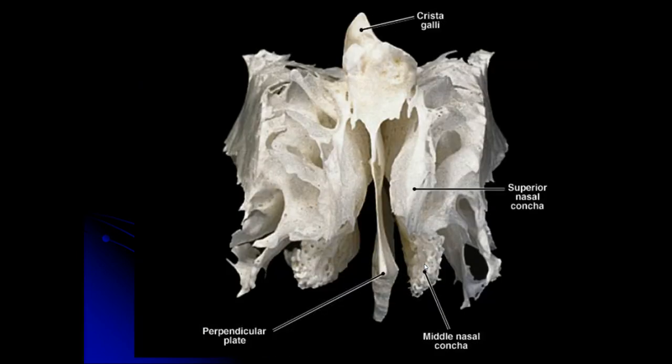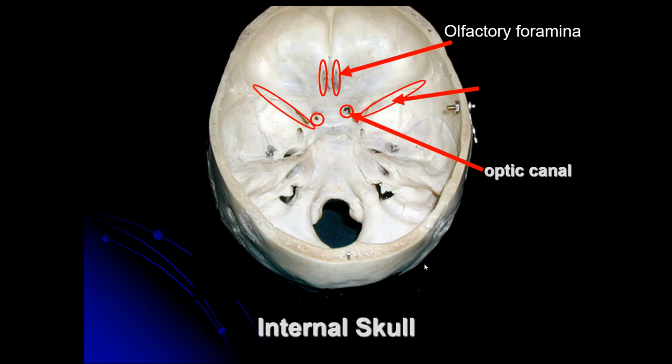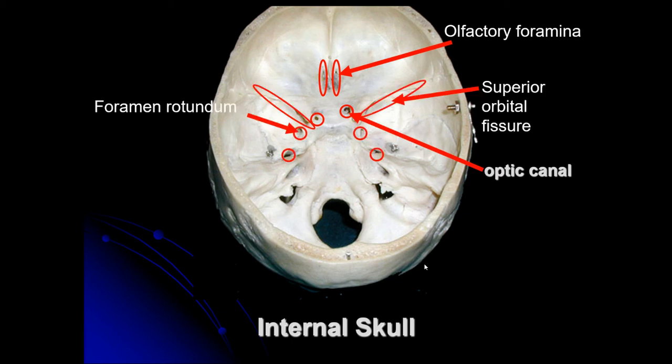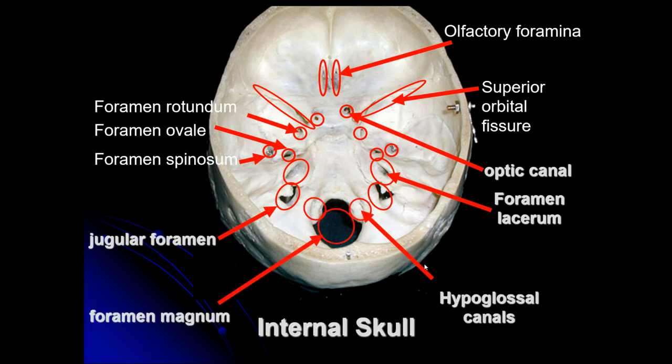So if you look at this bone, if you take it off, you can see the crista galli, you can see the superior and middle nasal conchae, and you can see the perpendicular plate. So if you look into the skull, we can see those things that we've already talked about. And so here's kind of a review of those things. And you can come back to this and you can practice with it if you need to. But these are the holes, openings, that you find inside the skull.